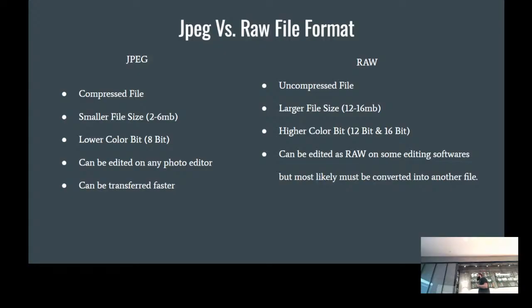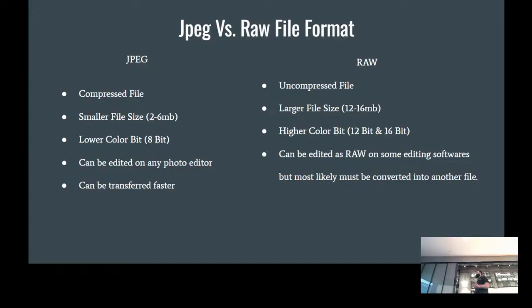Typically a higher color bit, 12 to 16 bits, is what you'll see with RAW files. What that really means is that it can be edited as RAW in some software. If you're getting into RAW photography, you want to make sure you're using higher-end software like Photoshop or Lightroom to edit the images, not necessarily the free editor your computer comes with. If you can't do it on that, you're probably going to have to convert it into a different style of file in order to edit the photo.